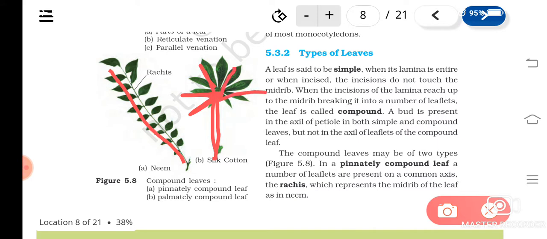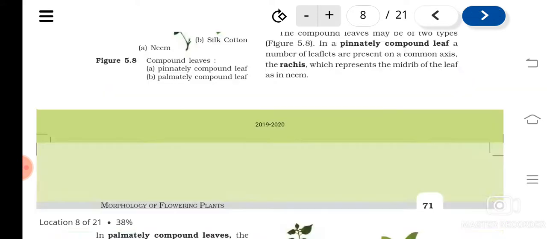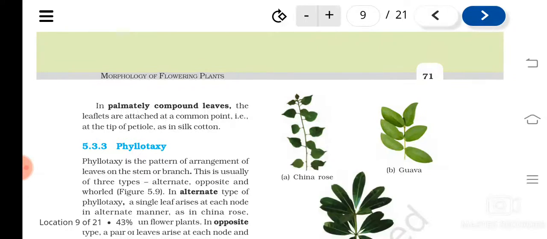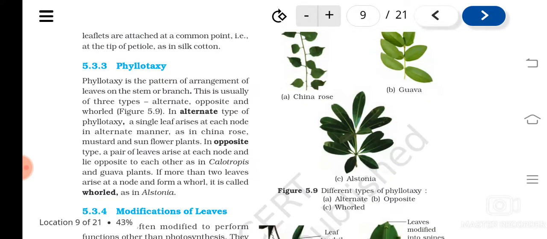So this kind of compound leaves are known as palmately compound leaves. Is it clear? Now another term is what? Phyllotaxy. Phyllotaxy means the arrangement of leaves on the stem or branch. And there are mainly three types of phyllotaxy: alternate, opposite, and whorled.